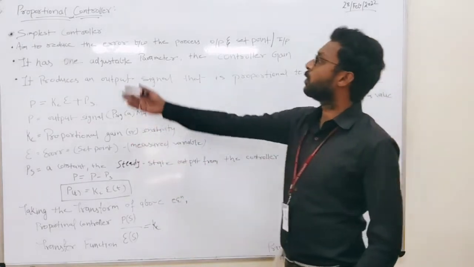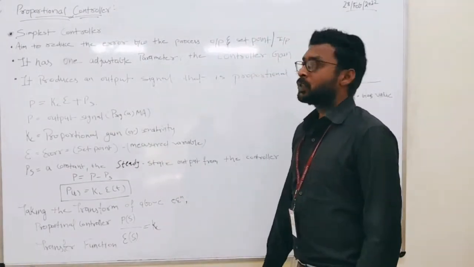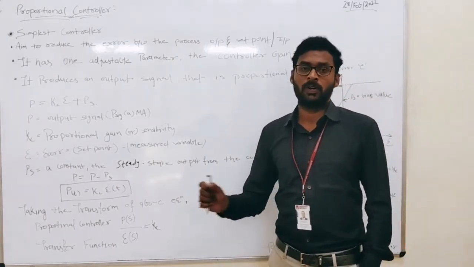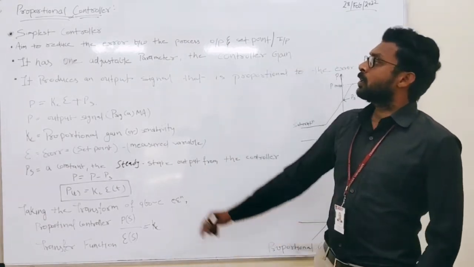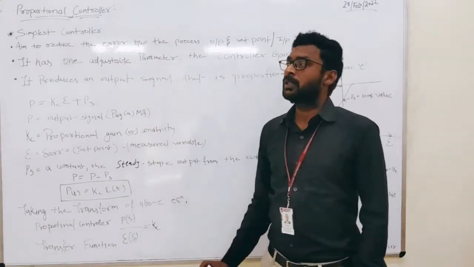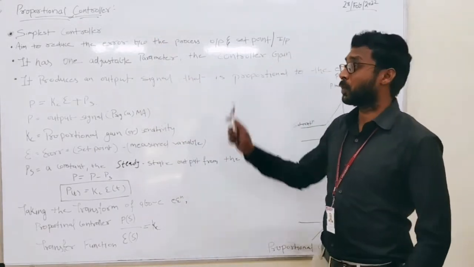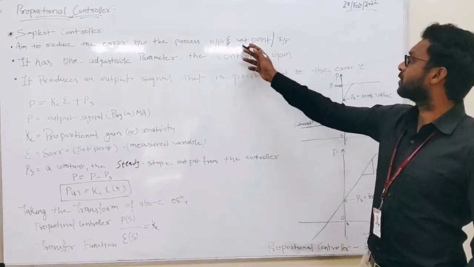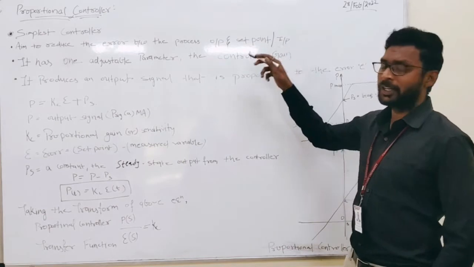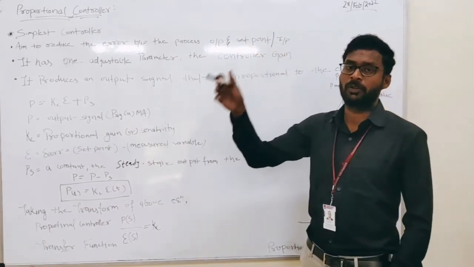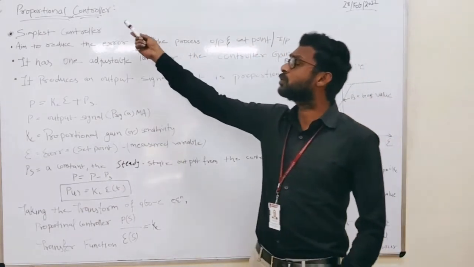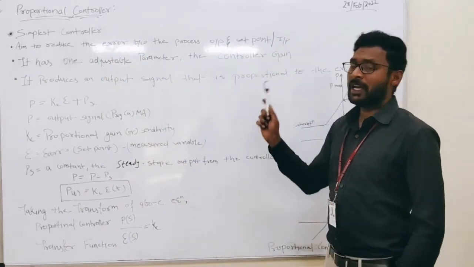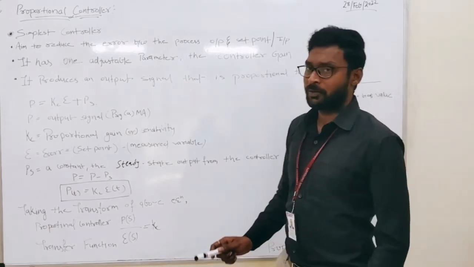First, we are going to discuss the proportional controller. This particular controller is a simple form of controller, and we use it to reduce the error between the process output and the set point. Here, as I discussed in the previous lecture, set point means we can also call it an input, which we give to the system. So we use the proportional controller to reduce the error between the set point and the output which we get from the system.